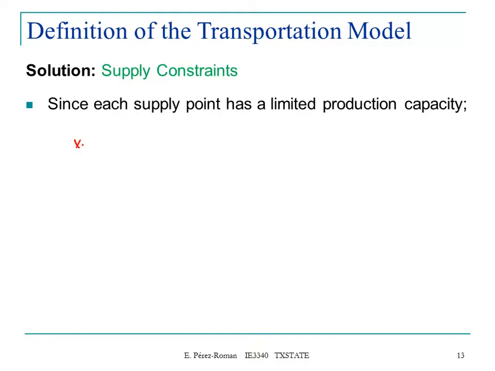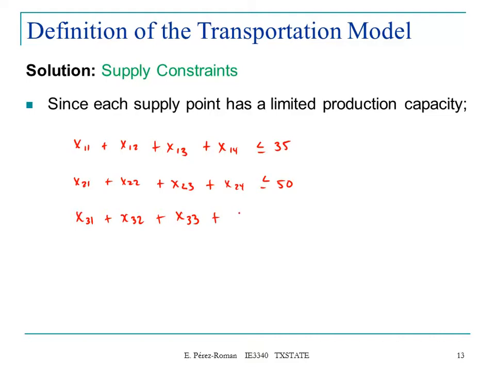It is x11 plus x12 plus x13 plus x14 less than or equal to 35, x21 plus x22 plus x23 plus x24 less than or equal to 50, x31 plus x32 plus x33 plus x34 less than or equal to 40. So this is plant 1, 2, and 3.